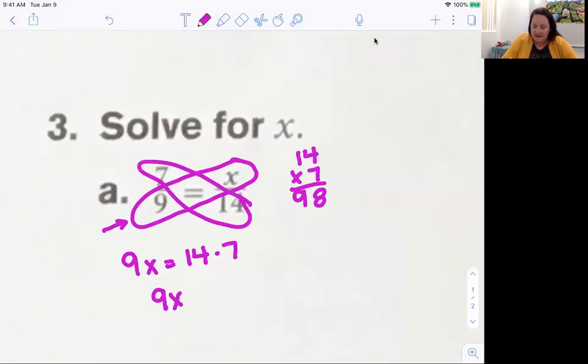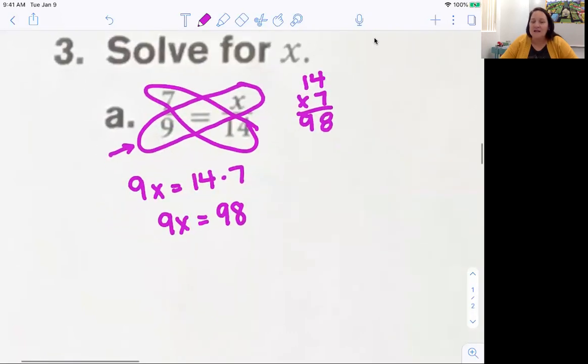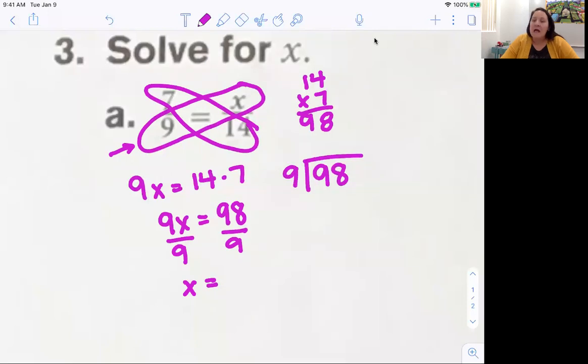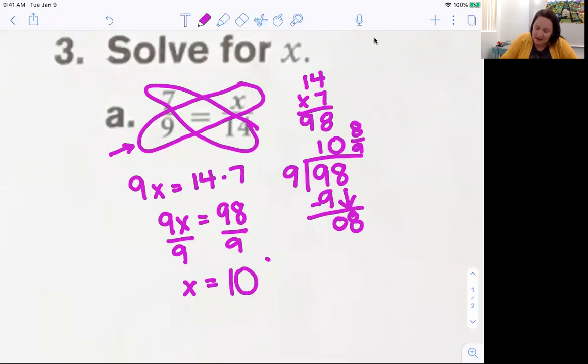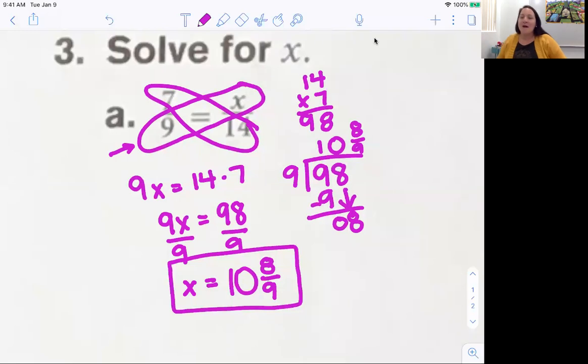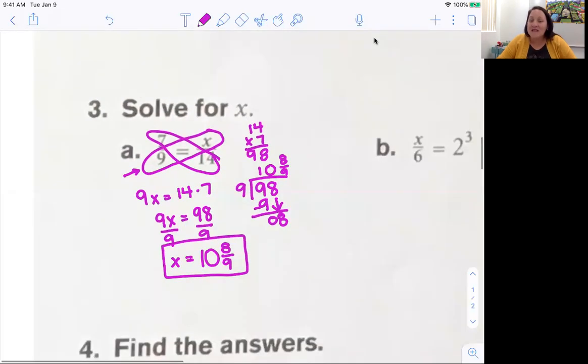So 9x equals 98. How do I isolate x? How do I solve? I divide by 9 because multiplying by 9, the opposite is dividing by 9. So x equals, well, I know it doesn't go in evenly. So I'm going to divide. 9 into 9 is 1. Subtract, bring down my 8. 9 into 8 is 0, right? Got to have that 0. And I'm left with 8 ninths. So x equals 10 and 8 ninths. Now, I won't make you guys check these ones because I know they don't go in evenly, but that is how we solve these. Let's solve one more.